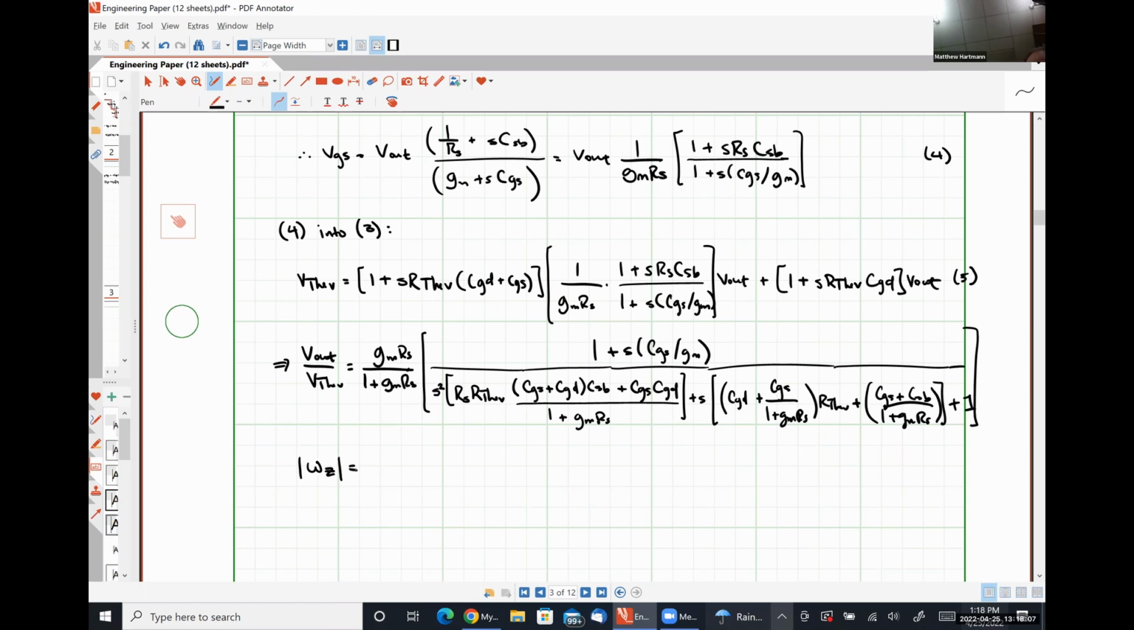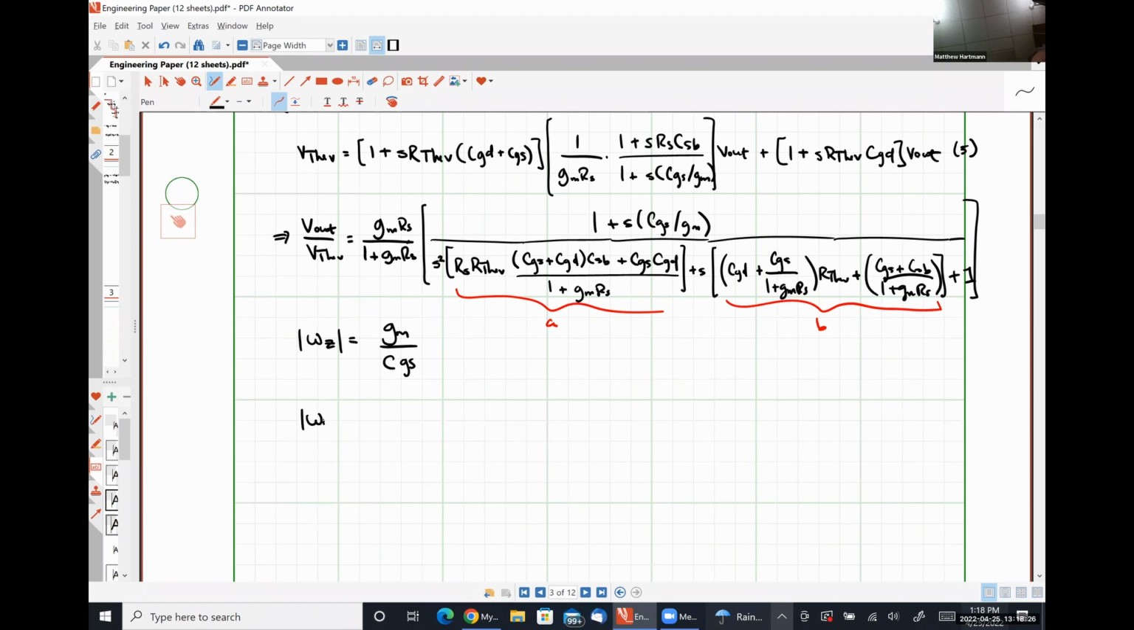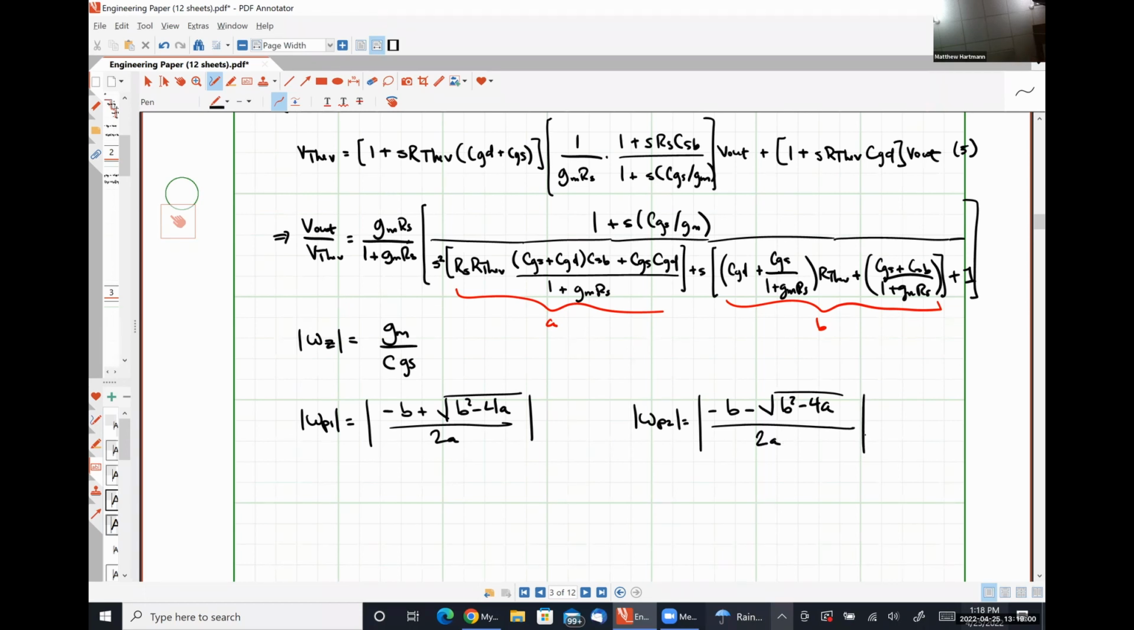Omega Z is simply GM over CGS. And then if we call this bit A and this bit B, our pole frequencies are omega P1 is the absolute value of negative B plus the square root of B squared minus 4A all over 2A, and omega P2 is the magnitude of negative B minus the square root of B squared minus 4A all over 2A. So there's our direct analysis.